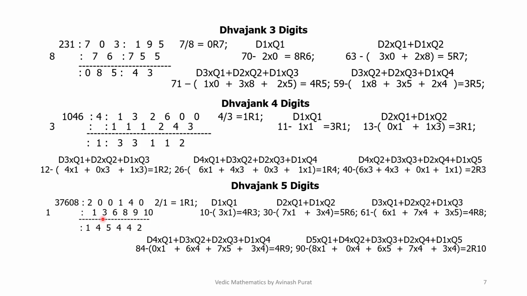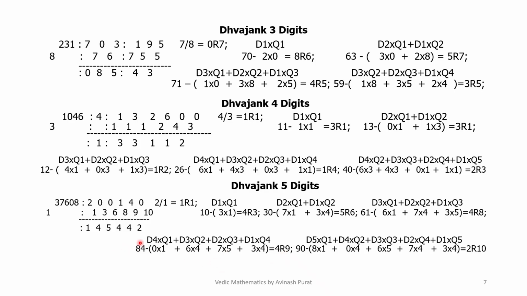Now 84 is next dividend minus D4 into Q1, D3 into Q2, D2 into Q3, and D1 into Q4, which is 84 minus 0 into 1, 6 into 4, plus 7 into 5, plus 3 into 4. That gives us a quotient as 4 and remainder as 9.